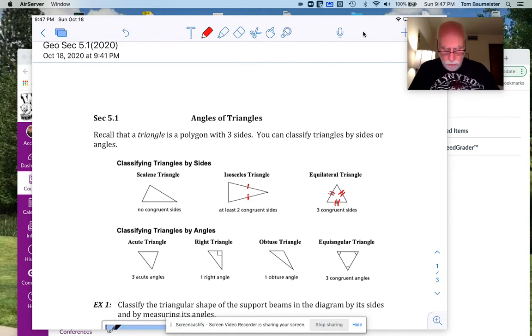An obtuse triangle has one obtuse angle. So remember, that's one that's greater than 90, yet less than 180. And of course, we can have an equiangular triangle, which would also mean it'd be equilateral because it would have three congruent angles, and all three of them would be 60 degrees in this case.